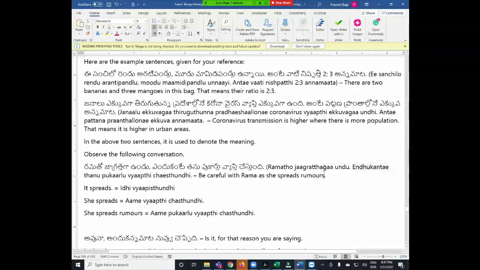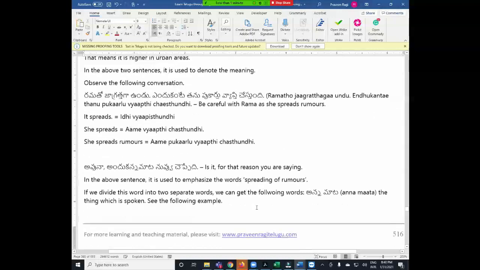Sare Pravindra garu, now we are running out of time. This is a big lesson. We will continue this one in the next session only. Still more sentences are there.